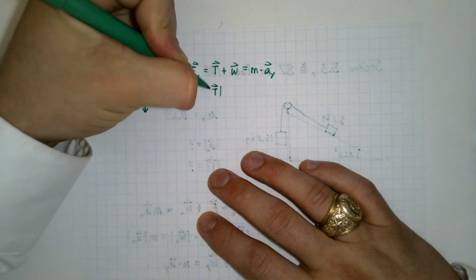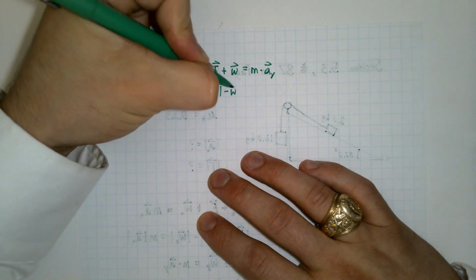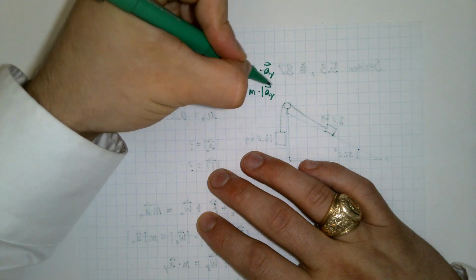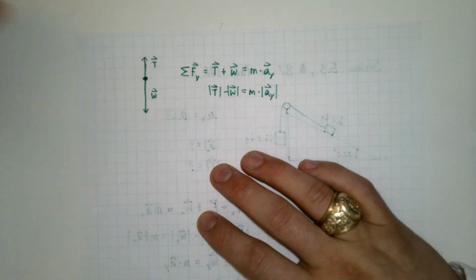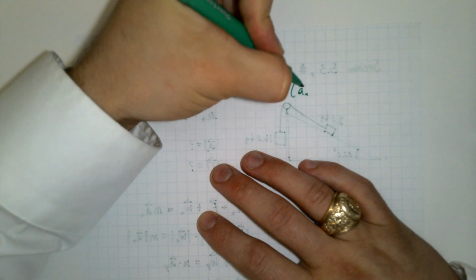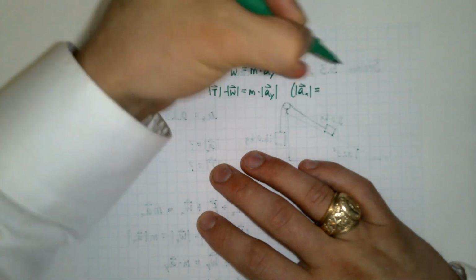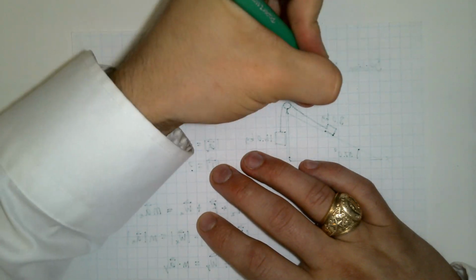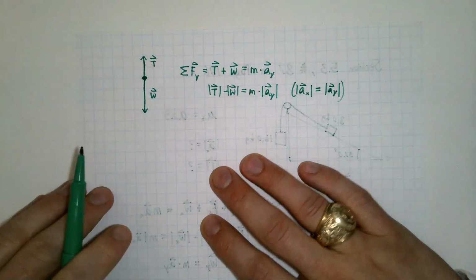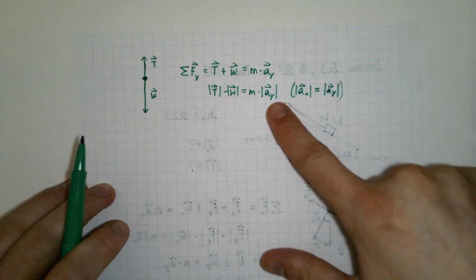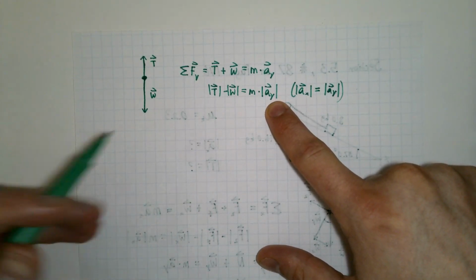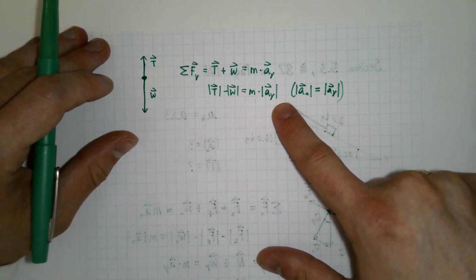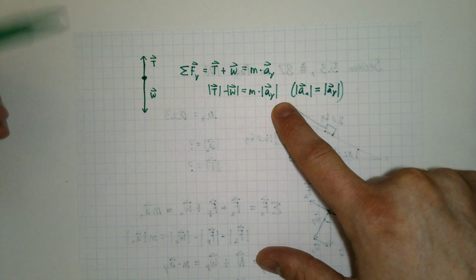Tension is positive. Weight is in the negative direction. This acceleration in the y dimension is the same as our acceleration in the x dimension that we found just previously, 4.0 meters per second squared. That's the rate at which the 8 kilogram block is moving up the incline. It's also the same rate at which the 16 kilogram block is falling.